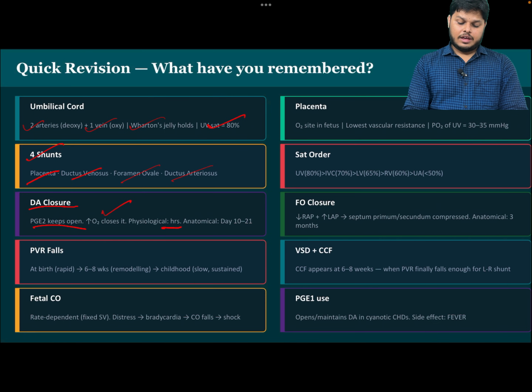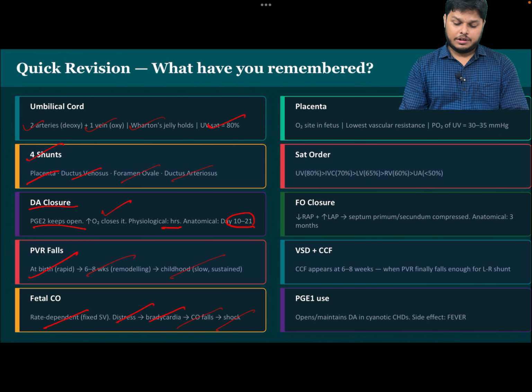Physiological closure within hours, anatomical within day 10 to 21. Pulmonary vascular resistance falls at birth, three stages of fall: at birth, 6 to 8 weeks, then childhood, we read it. Fetal cardiac output is rate dependent. Bradycardia leads to shock like state. We read it. Distress, bradycardia, cardiac output falls, shock like state. Placenta, oxygenation site in the fetus, complete.